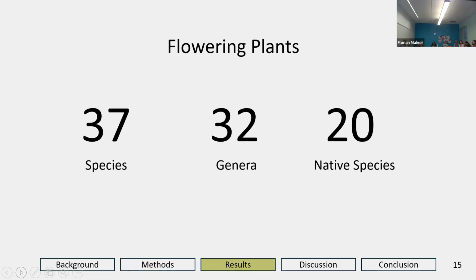So what I found across that entire summer, all of my 4 sites, I found 37 flowering plant species from 32 different genera, and 20 of those plants were native to Oregon. 17 were introduced from somewhere else.